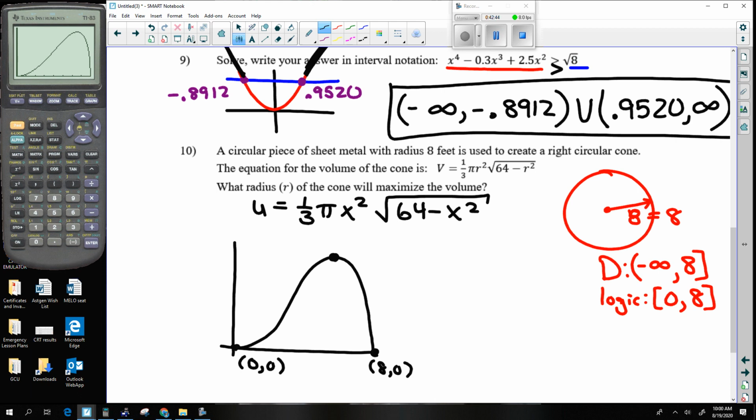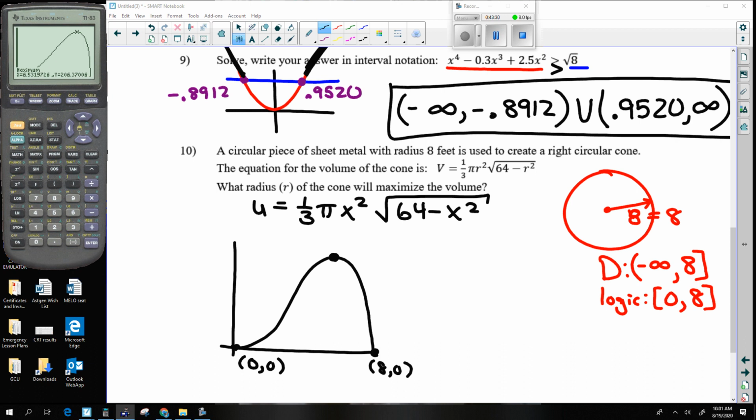I'm going to use my calculator to figure that out. I go to calculate, second, calculate, and I want to go to 4, the maximum. It's asking me for the left bound, so I enter any point to the left of that maximum. That point is good enough. Now it's asking me for the right bound, so I arrow over until my cursor is to the right of that top. Anywhere to the right is fine. Hit enter, and then hit enter one more time for it to guess.